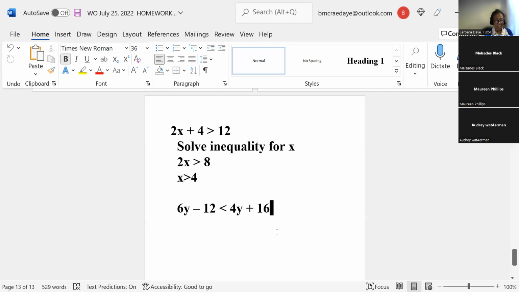Audrey, you want to tell us in words how you did it? I take the 6y and I subtract the 4y. That's right. And then I add the 12 and the 16. I get 28 and divide it by 2y, because the opposite of multiplication is division. And she got the 14. Mercedes, you followed what Audrey said? She subtracted 4y out, she got 2y. She added the 12 to both sides. 6y minus 4y, 2y less than 28. y less than 14. That's it.